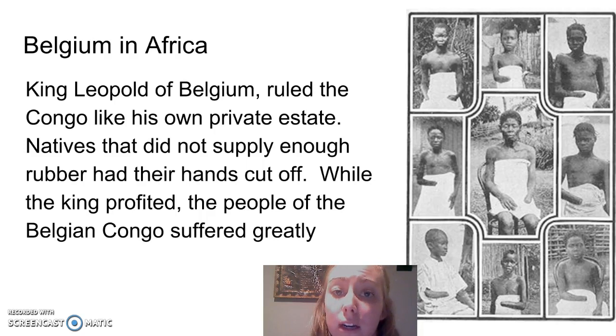People who didn't get enough of their quota, as much as they were supposed to, had their hands cut off, as you can see over here. So while the king profited a lot and got a lot of money, the people of the Congo suffered greatly, and this is one of the most cruel and brutal places in Africa to be during imperialism.